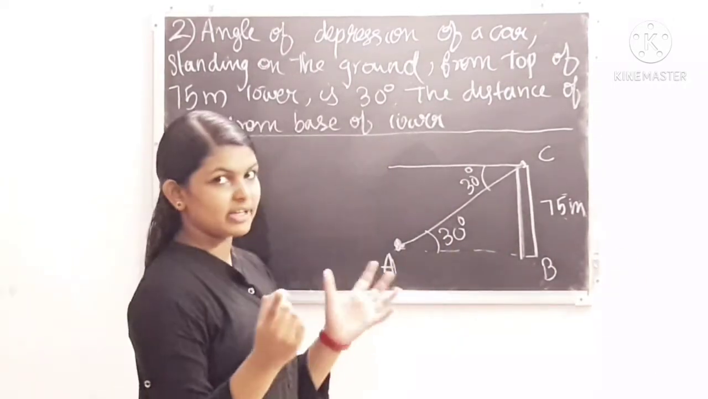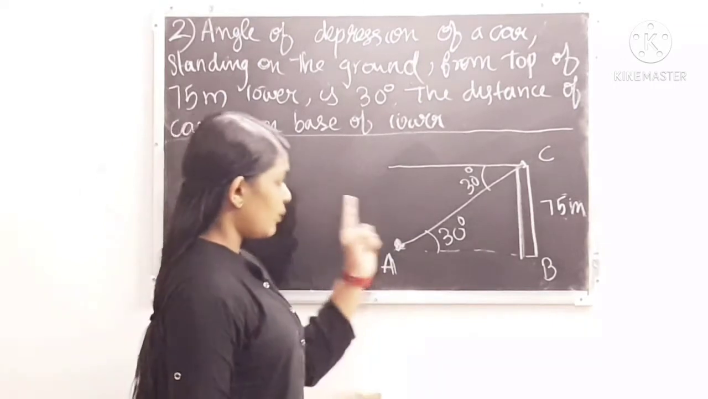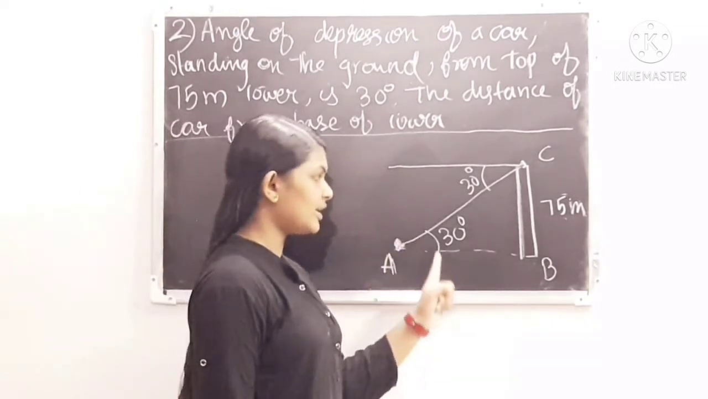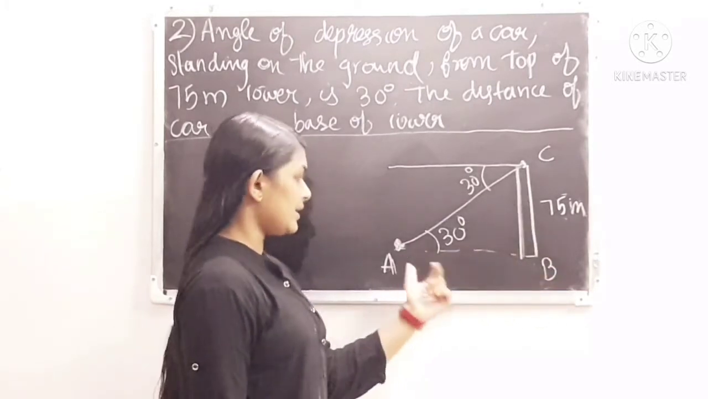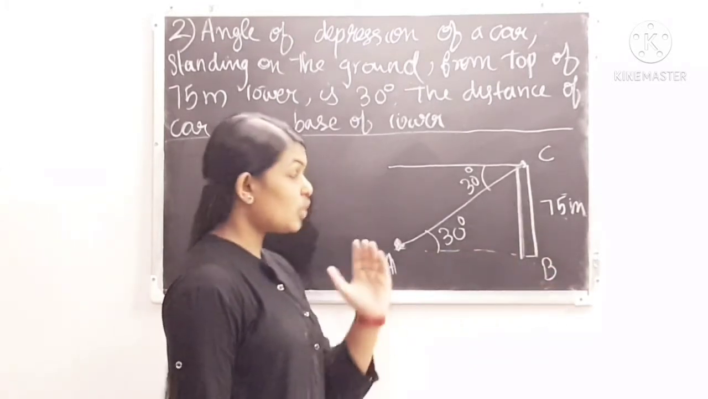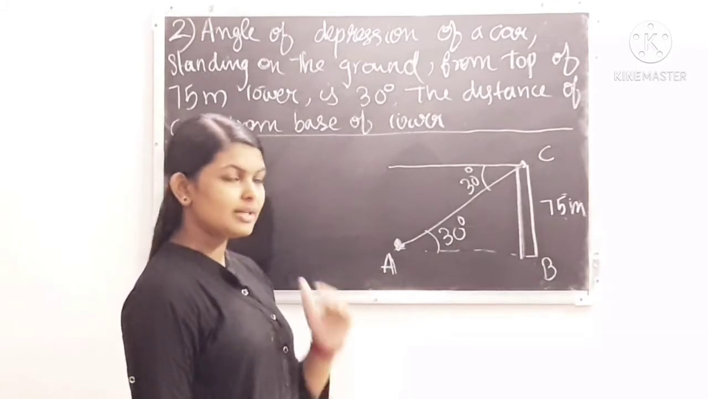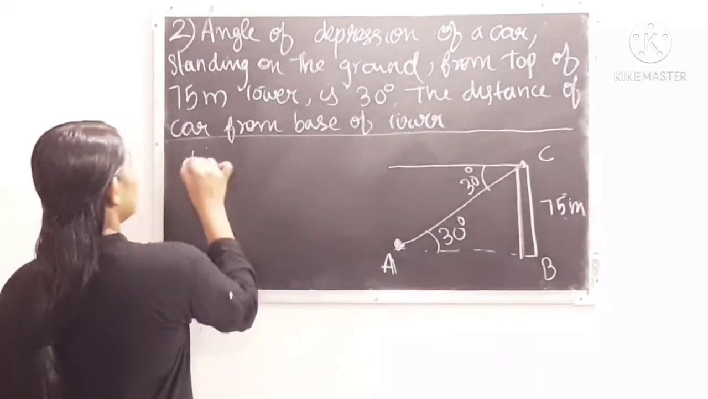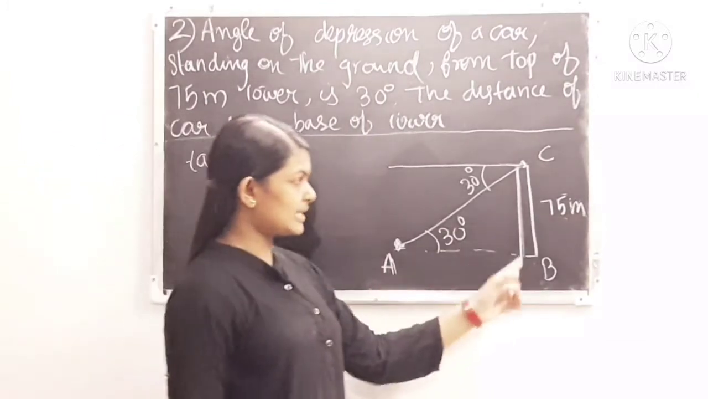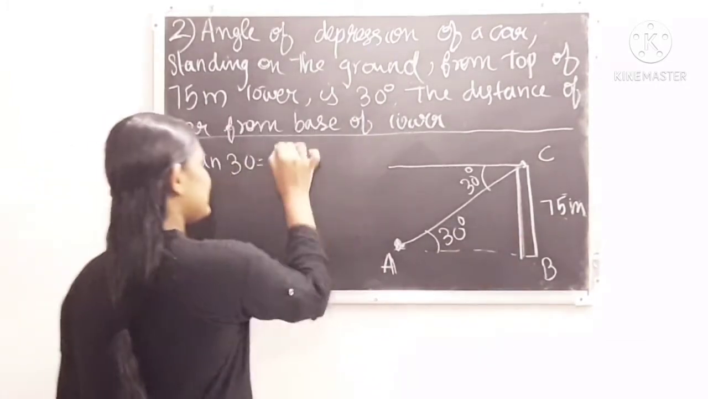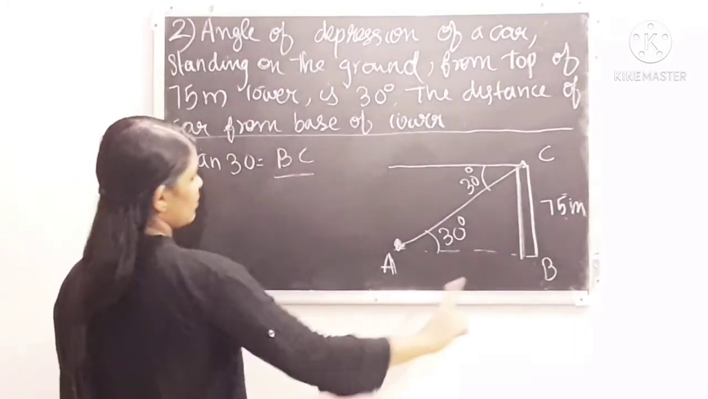So which trigonometric function do we have to use here? With respect to this theta or 30 degree, this BC will be its opposite side and this AB will be its adjacent side. So we have to use the trigonometric function tan theta. Tan 30 is equal to opposite by adjacent. Here opposite is equal to BC divided by adjacent which is equal to AB.